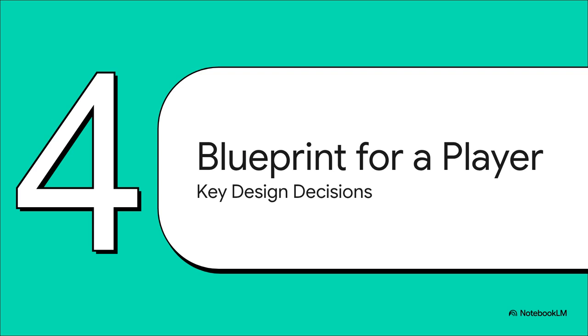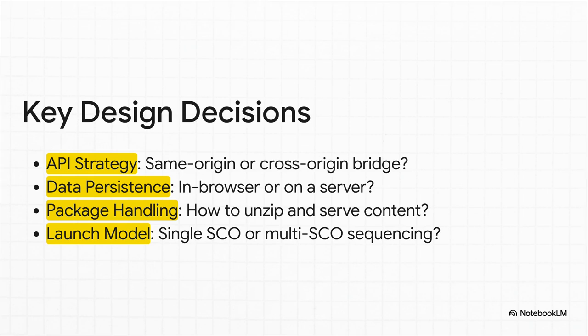Okay, so how does knowing all of this help if you're actually trying to build a SCORM player? Well, understanding the contract and this whole cross-origin problem isn't just theory. It directly forces you to make some really important architectural decisions right at the beginning. Right out of the gate, you're faced with these choices. Are you going to keep it simple and just enforce a same origin environment? Or are you going to build that more complicated cross-origin bridge for more flexibility? Where's the CMI data going to live? Just temporarily in the browser or saved permanently on a server? How are you even going to handle unzipping and serving the content files? These are the foundational questions you have to answer.